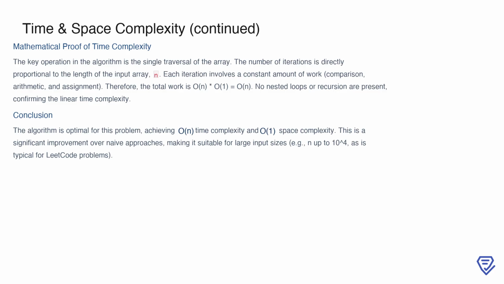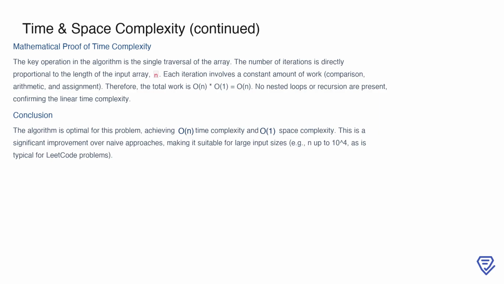The algorithm's key operation is the single traversal of the input array. The number of iterations in the loop is proportional to the array's length, n. During each iteration, a constant amount of work is performed, including comparisons, arithmetic calculations, and updates to variables. Since there are no nested loops or recursive calls, the total work is calculated as O(n) iterations multiplied by O(1) per iteration, resulting in O(n). The absence of additional memory allocation confirms the O(1) space complexity.